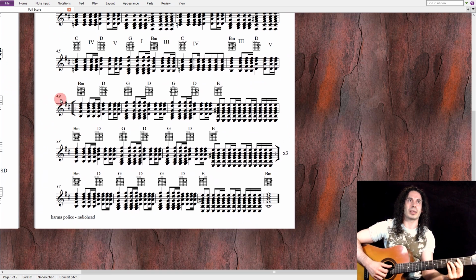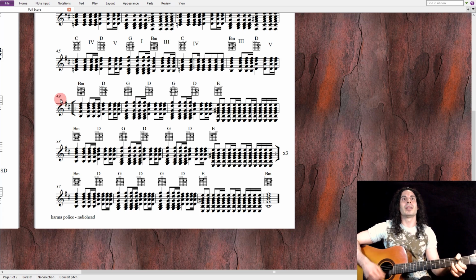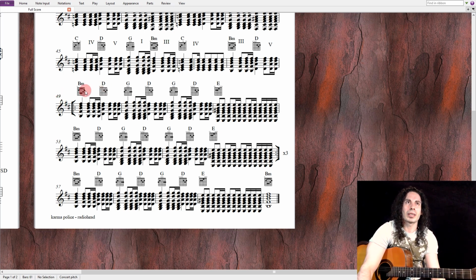I'm going to play this from the 49. B minor, D, G, D, G, D, and E major. And it goes till the end with that. So here I think, well, we have a Dorian cadence over here because this is the major fourth going to the one, but the rest of the chords belong to the B minor key.